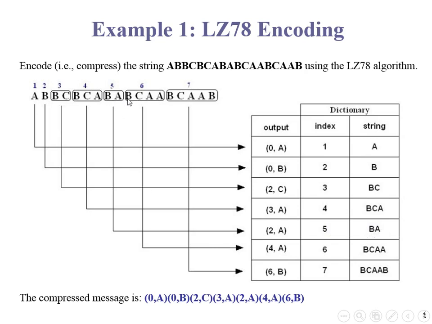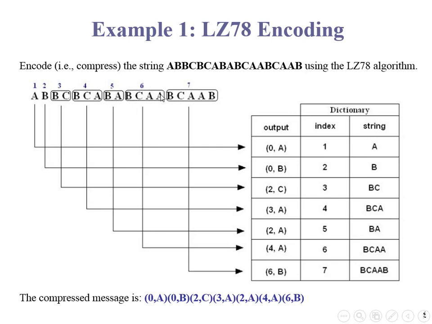Continue. We have B. B is in the dictionary. Continue BC. Also is in the dictionary. Continue BCA. Also is in the dictionary. BCAA, no, it is not in the dictionary.